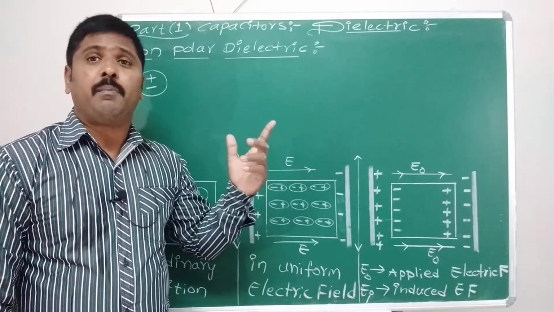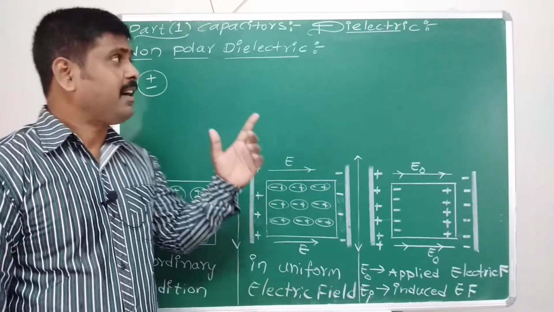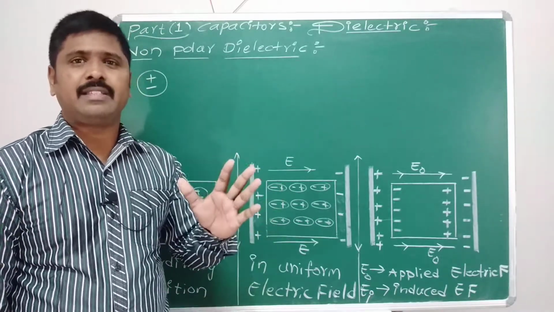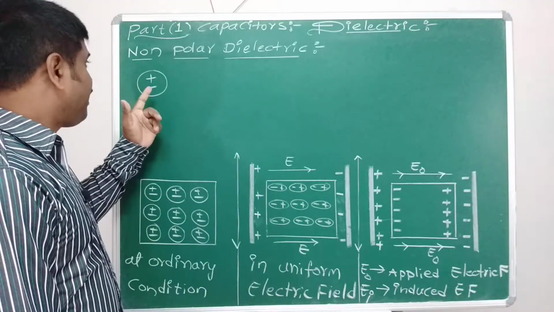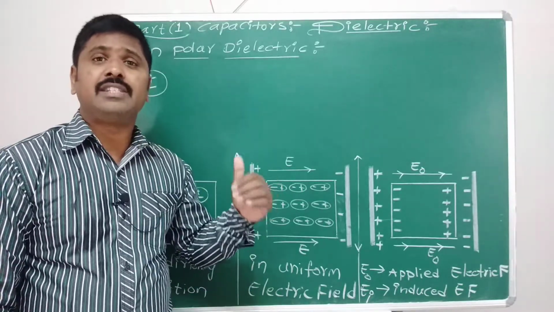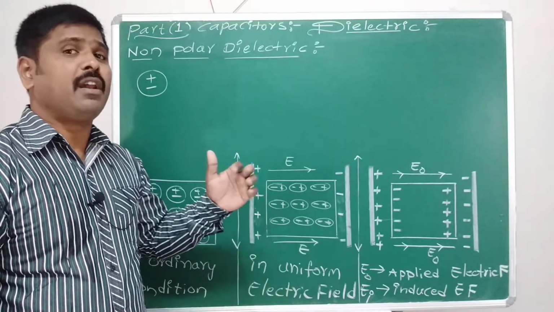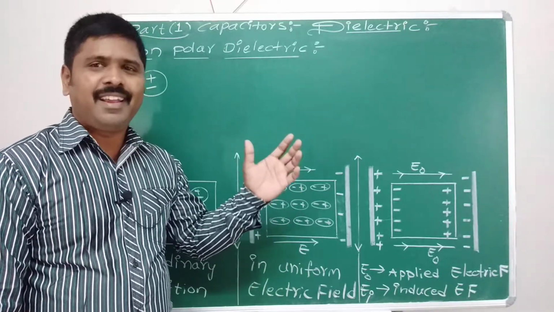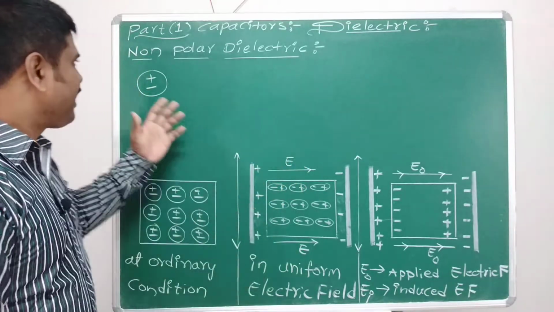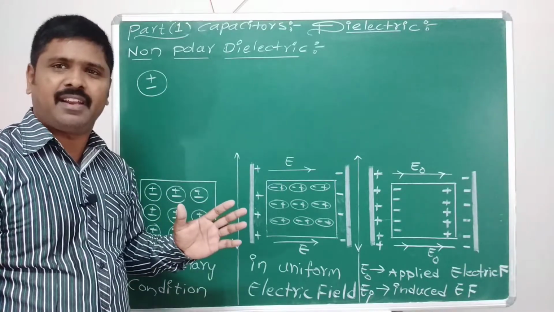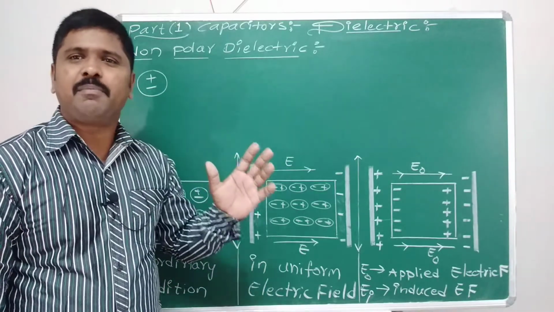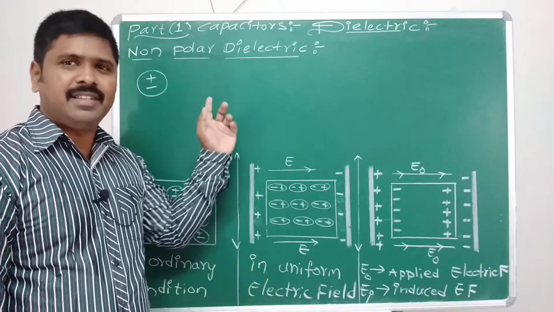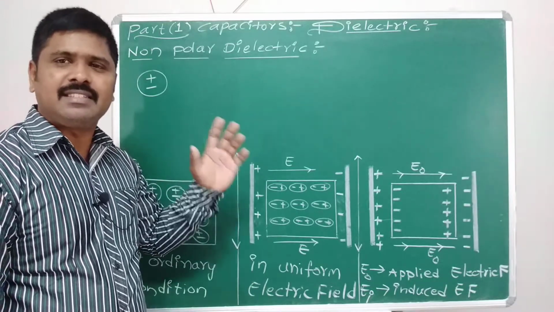So for polar molecules they do not coincide. Here the center of the positive charge and the center of the negative charge coincide. Simply, the molecule in which the center of the positive charge and the center of the negative charge coincide is called a non-polar molecule, and that substance is called a non-polar dielectric substance. Here positive charge and negative charge are not separated, and there is no permanent dipole moment because both coincide with each other. So in this situation, the net dipole moment is 0.